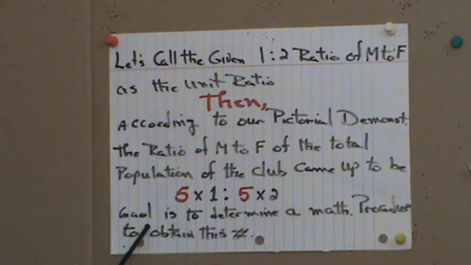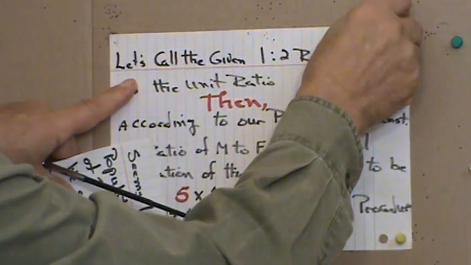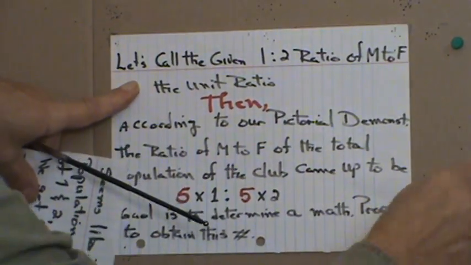Now our goal is to determine a mathematical procedure to what? To obtain this number 5, the magic number. Okay, let me now put the next one up.